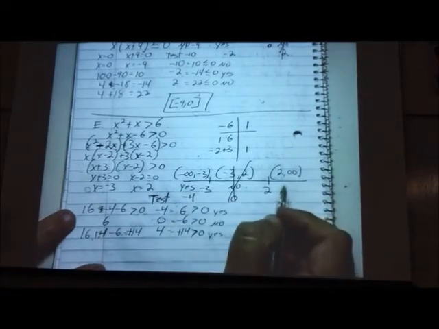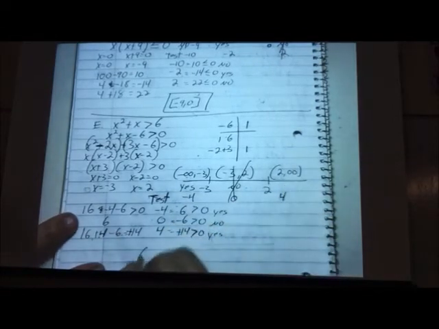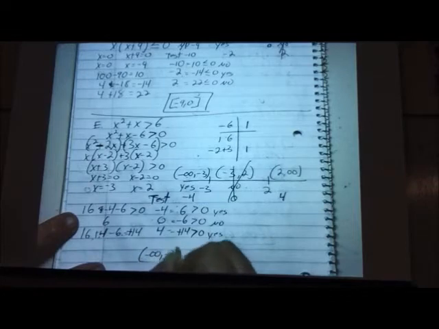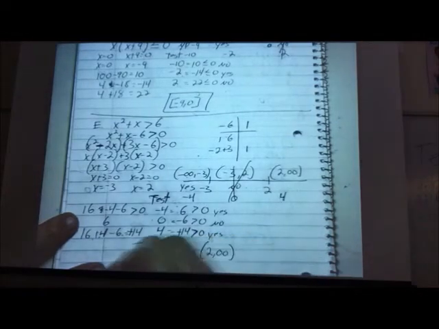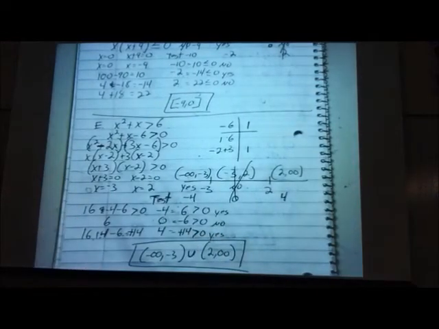So we have two answers. To write the two answers, it's parenthesis, negative infinity, comma, negative 3. Parenthesis, don't forget the union. 2, infinity, parenthesis, box your answer.